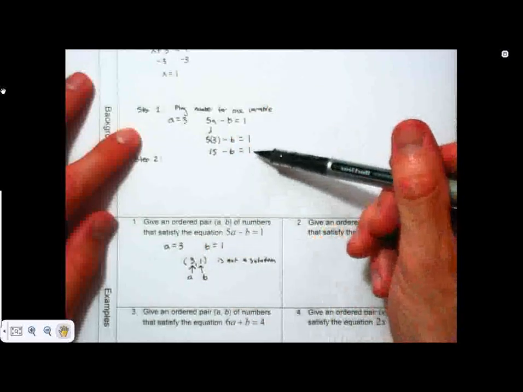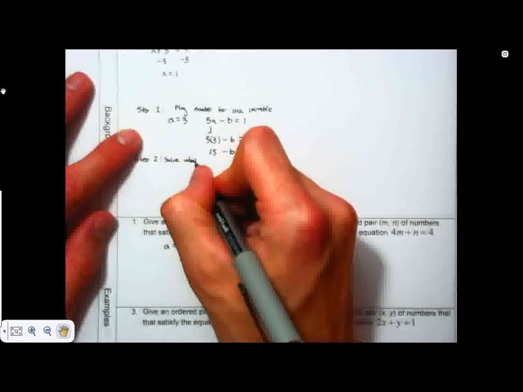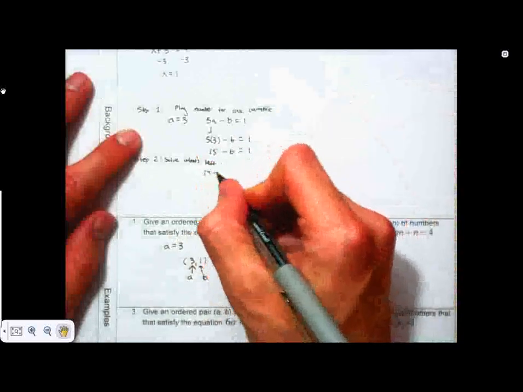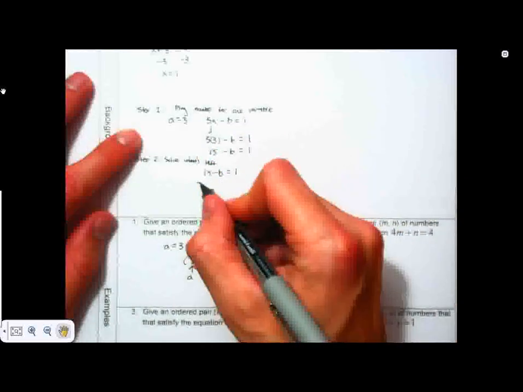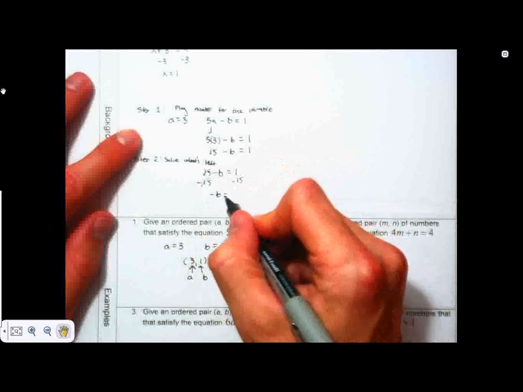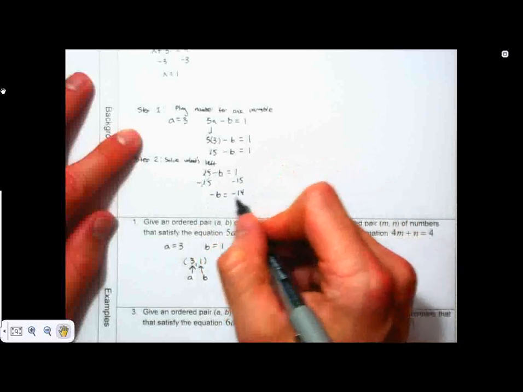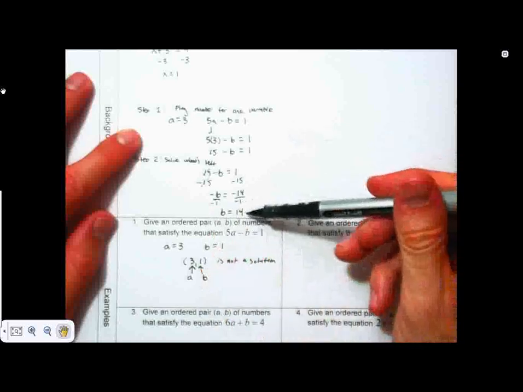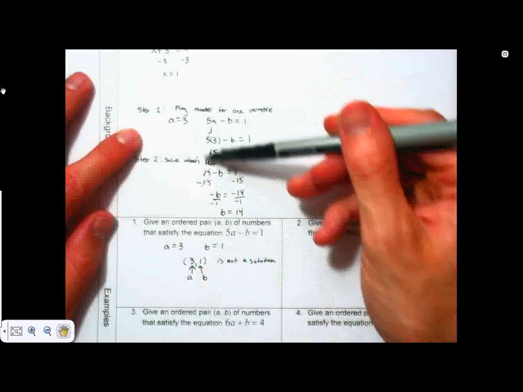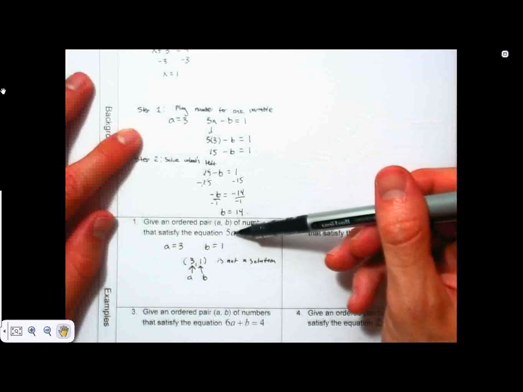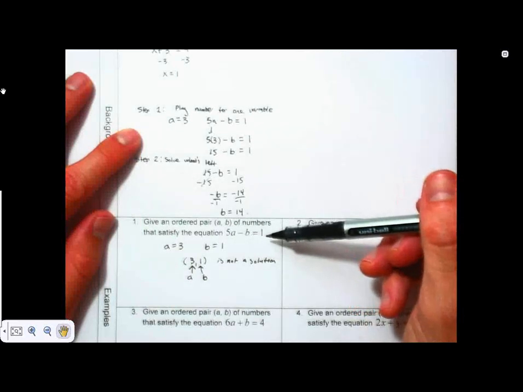So now look what we have. We've got an equation with only one variable in it now. So step 2 is to solve what's left. So what I'm going to do is solve this equation for B. So I've got 15 minus B equals 1. I'm going to subtract 15 from both sides. The 15 and negative 15 make 0, so I'm left with negative B equals 1 minus 15 is negative 14. Divide both sides by negative 1, and I'm left with B equals 14. What that tells me is that when A equals 3, as long as B equals 14, I've got myself a solution. Let's check to see if that actually works. So 5 times 3 is 15, minus 14 is 1. So that is a solution.